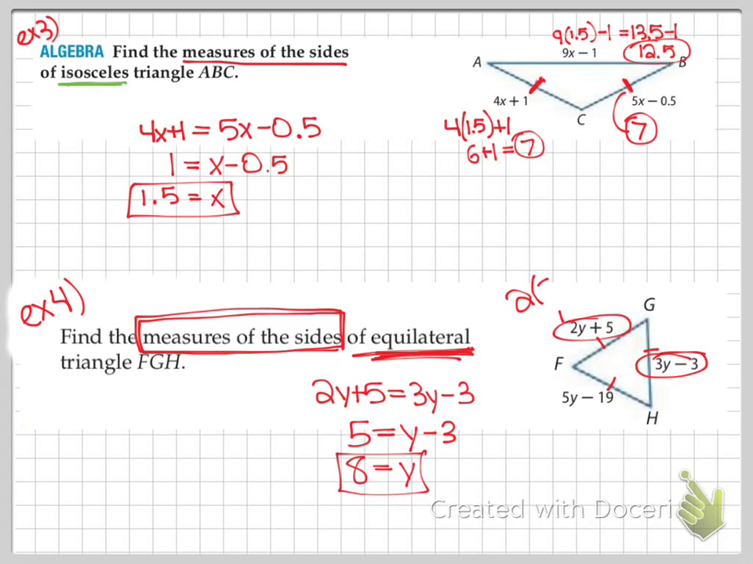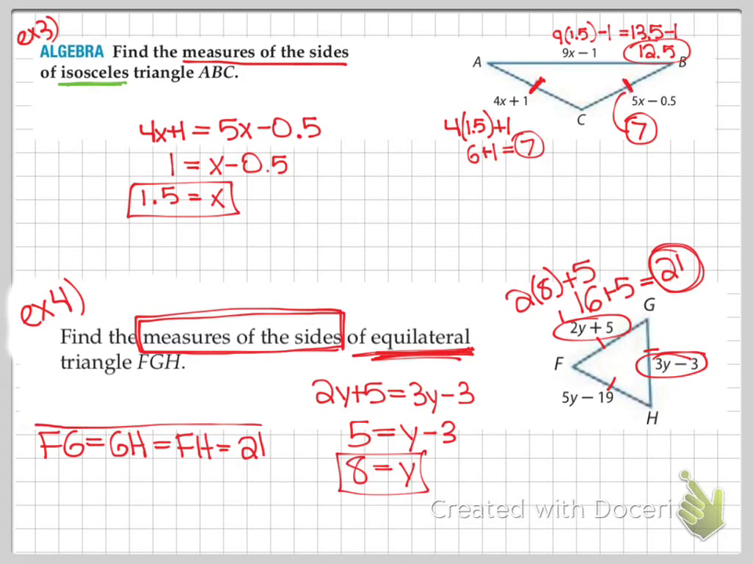We're going to get 2 times 8 plus 5. So that would be 16 plus 5, which is 21. All right? And that is going to be every side of that triangle because it's equilateral. So FG equals GH equals FH, and they are all 21. So that would be the answer to that problem. Every single one of those sides is 21.